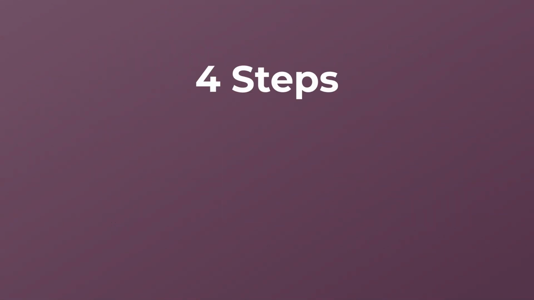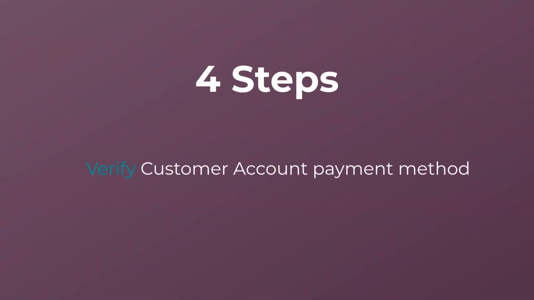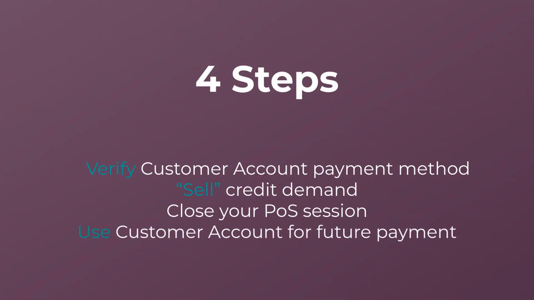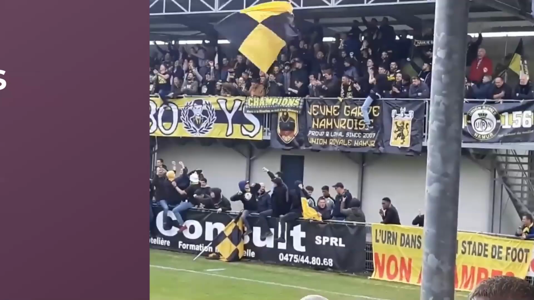So there are four steps to follow to ensure that it will work correctly. First, ensure that the customer account payment method is set. Then I would say sell this credit demand, this deposit, to your customer. We'll see how it works directly in Odoo after this short introduction. And finally, close your POS session. And then for the next sessions, use the customer account for future payment. So let's have a look at how it works in Odoo.